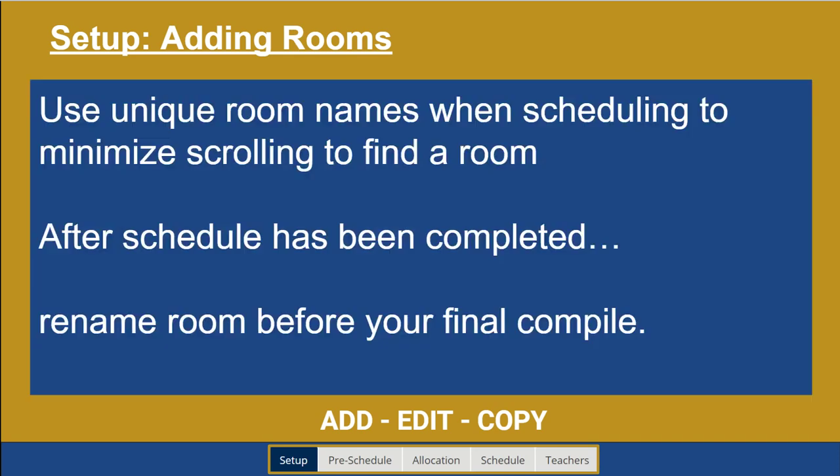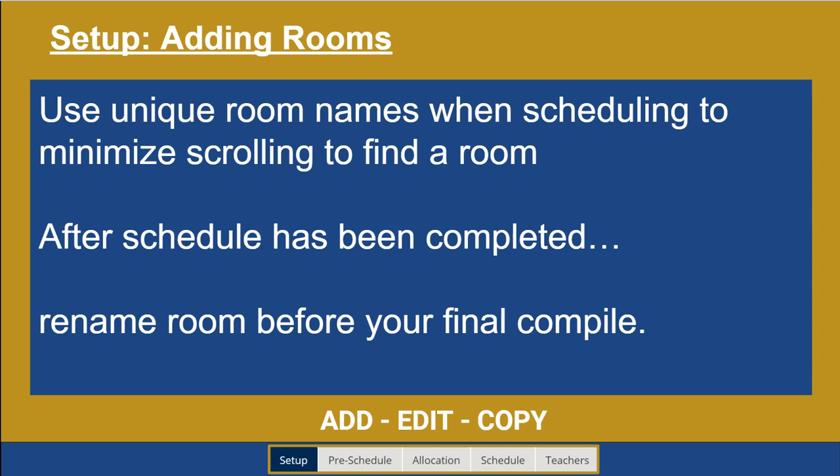If you use a unique name for your room, such as Fiddling Fun or Troublemakers, the search box in the Pre-Schedule or Allocation tabs will work to isolate just that particular room. Names like Room 27 will find all occurrences of the word room, which is basically every room, and therefore defeats the search. Unique names maximize search results and minimize scrolling to look for a particular room.